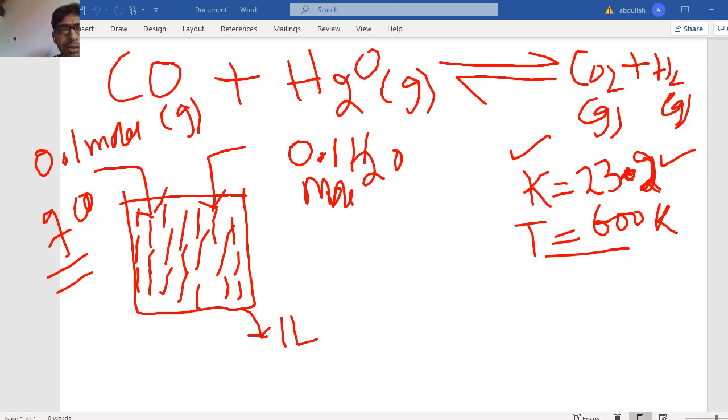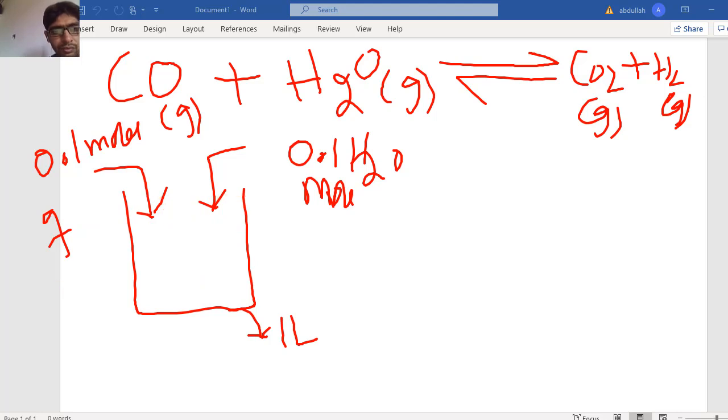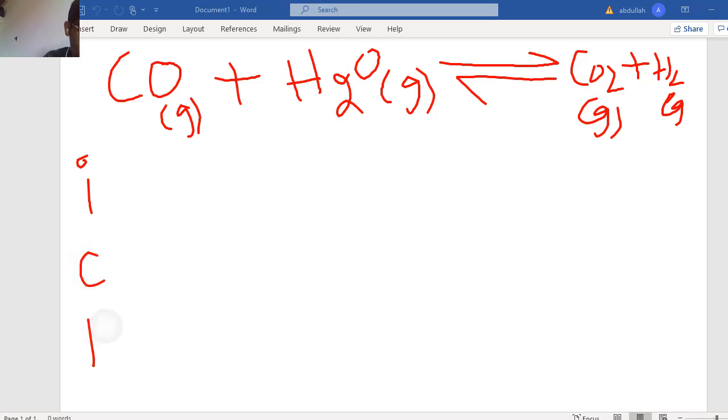what will be the equilibrium concentration of the CO2, hydrogen, water and carbon monoxide? This will be obtained from the ICE table, which shows the initial concentration, the change in the concentration and the equilibrium concentration. So there is a nice ICE table, which is I, initial concentration, change and the equilibrium concentration.